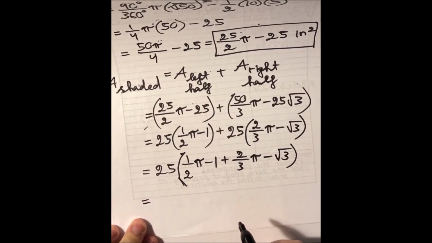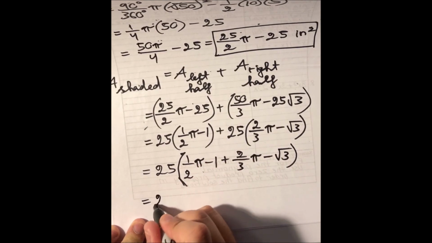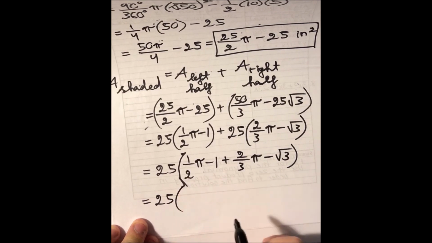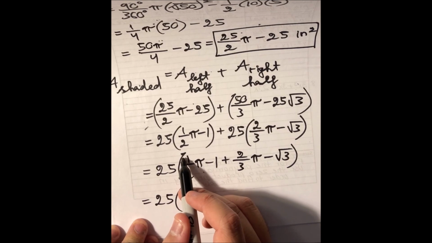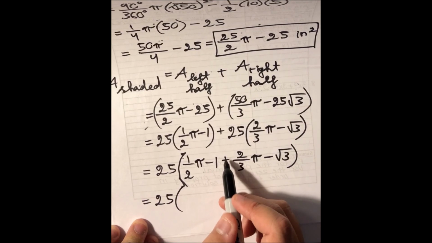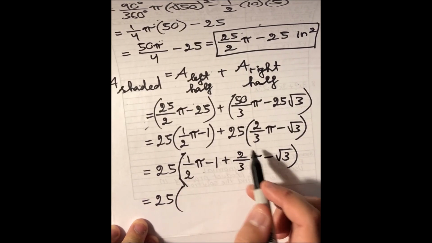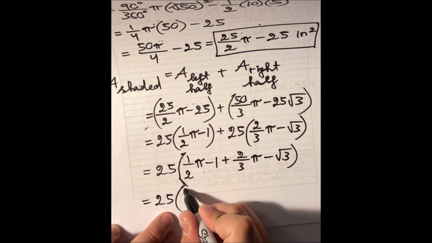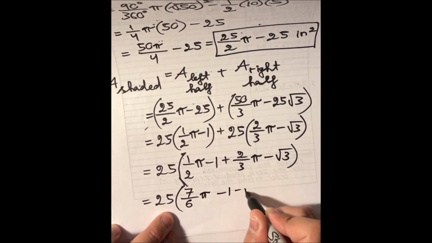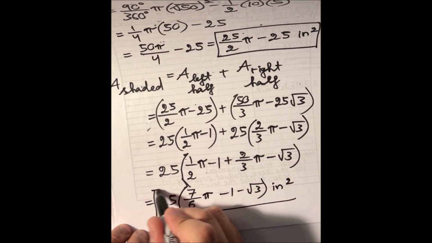So, you know, put the minus 1 and minus square root of 3 together and combine like terms in pi. We're going to have 25 over, let's see, 1/2 plus 2 over 3. Well, that's going to be 3 times 1, which is 3, 3 times 2, which is 6. So we get 3 over 6 plus 4 over 6. Or 3 over 6 pi plus 4 over 6 pi is going to be 7 over 6 pi minus 1 minus square root of 3 inches squared. This is the area of the shaded region.